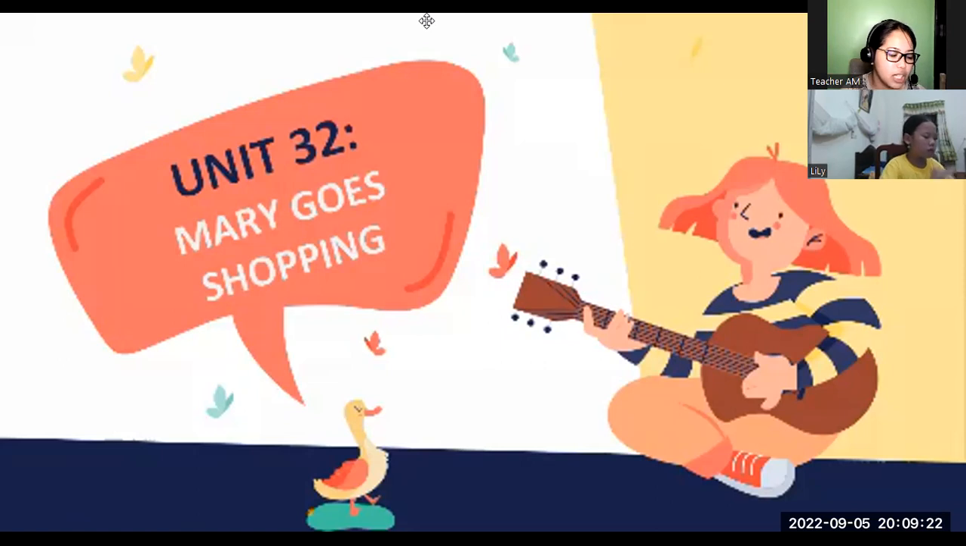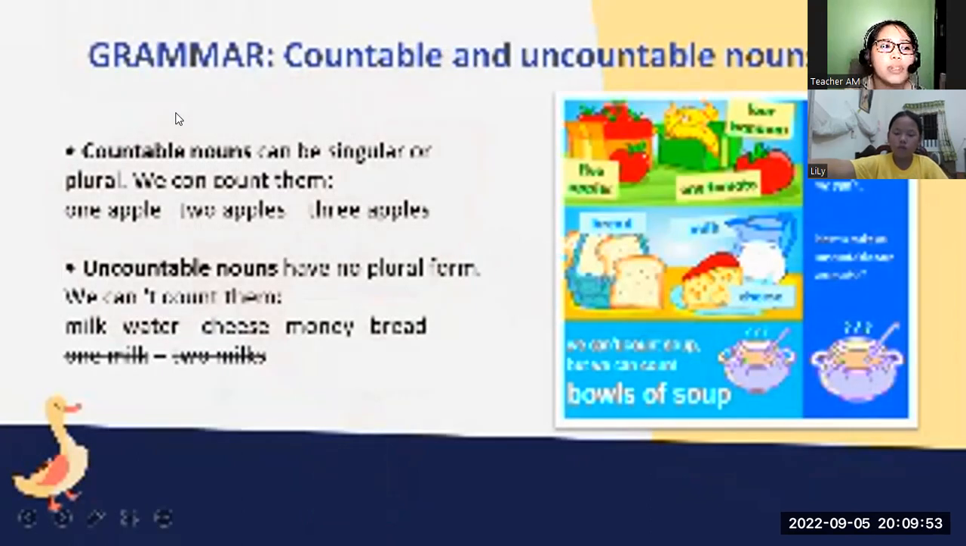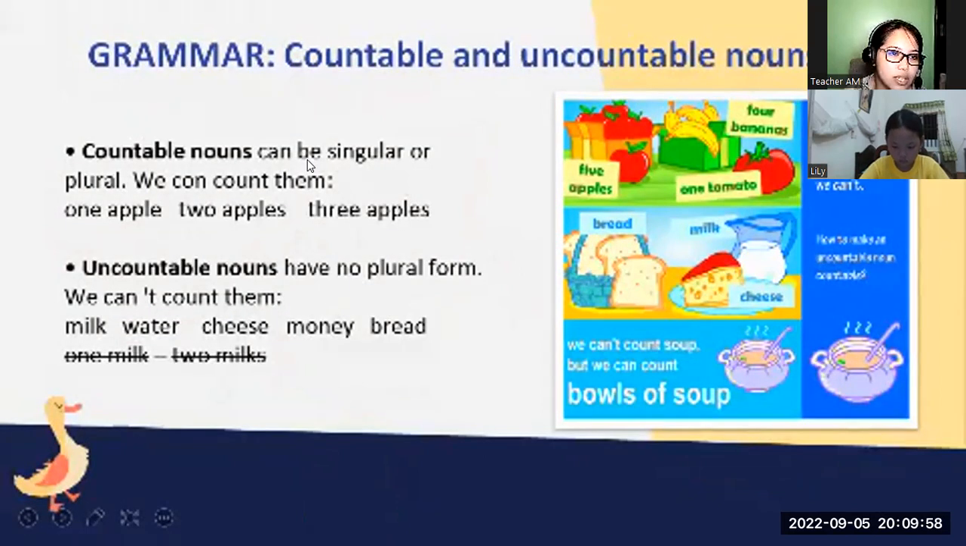Okay, so Unit 32 is all about Mary Goes Shopping. How about you, Lily? Do you like going to shop? Do you like shopping? Yes, I like shopping. Okay, so here, what does Mary buy when she went shopping? So let's learn the words from our vocabulary. No, we're going to learn grammar, it's countable and uncountable nouns.